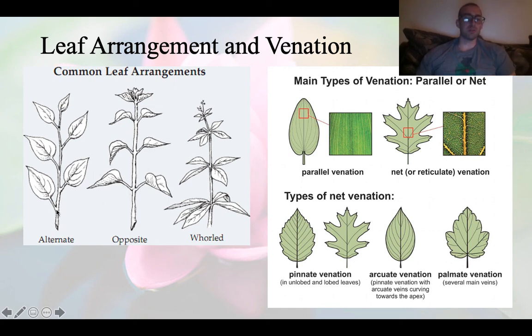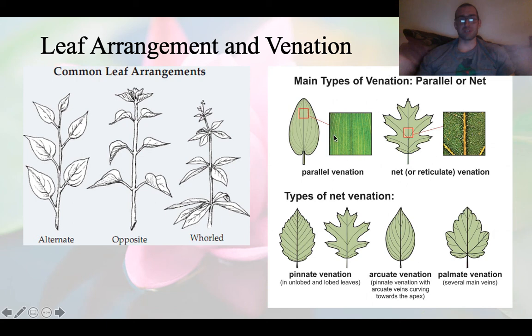So you can see with alternate, we have one leaf branches out here, then we move up to a different leaf. With opposite, you see two leaves that are opposite of each other on the stem. We also can see, this is less common, whorled leaves, where there's multiple leaves that branch out from that same point.